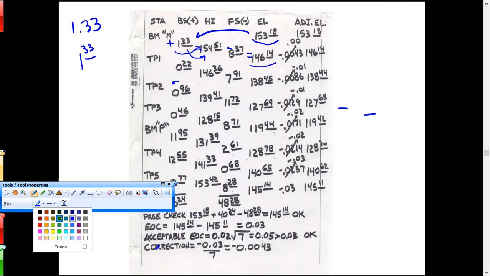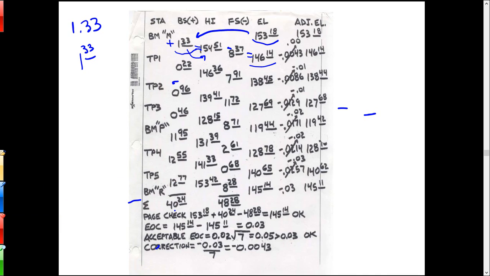So what we're doing here is a level loop. We had the rod on a point that was 153.18. We shot a 133 on it. We moved that, got us the HI of the instrument. Then we moved the rod ahead and shot it. And now we'll move the instrument ahead and take another back sight. Okay, so we just keep moving the equipment as we go.